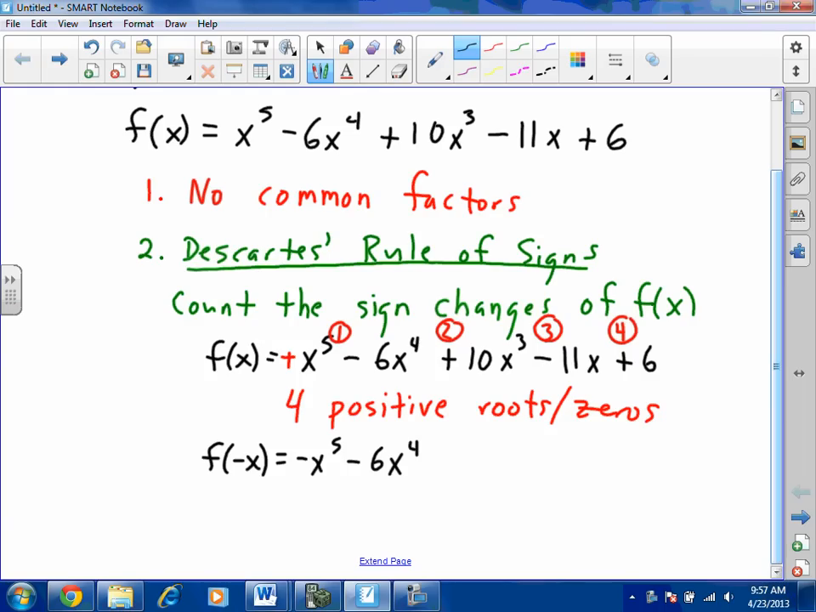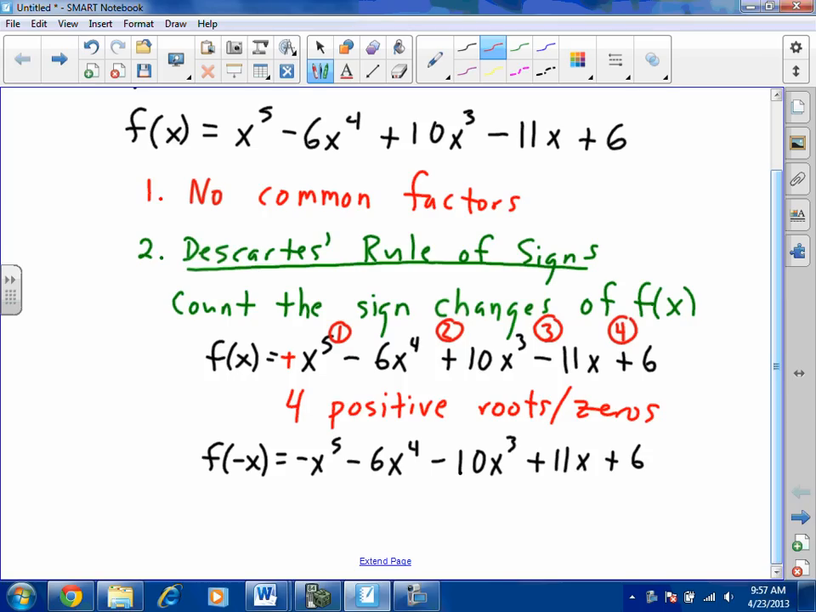It is going to change. We do negative x to the 3rd, it's going to be a negative, so we get minus 10x to the 3rd. And then we take negative x and put it in for x here. Negative 11 times negative x is positive 11x plus 6, doesn't change.